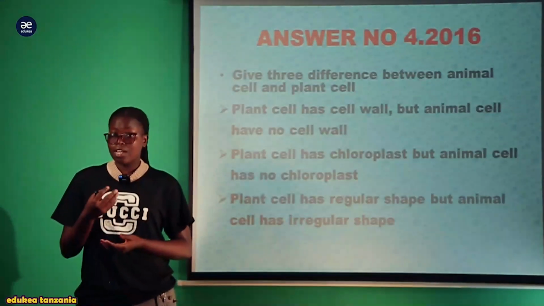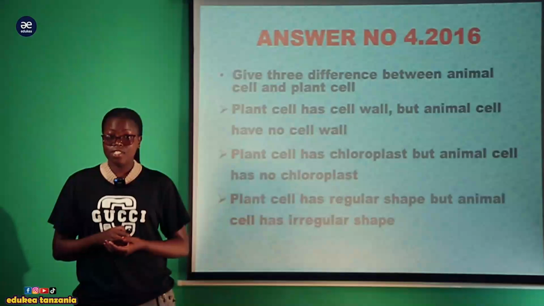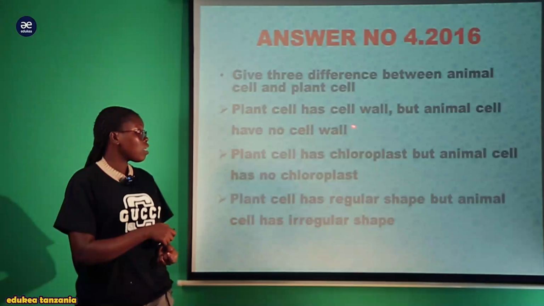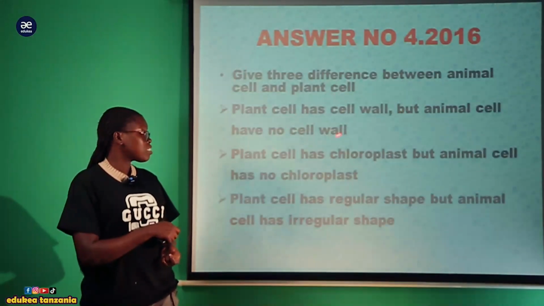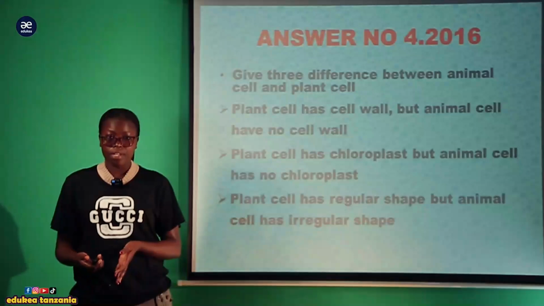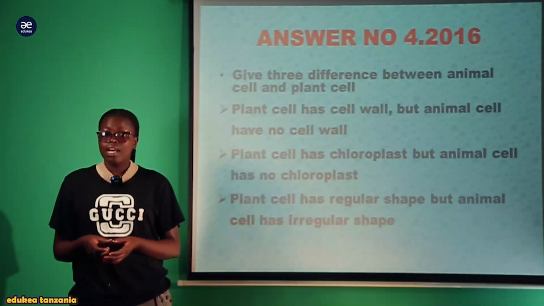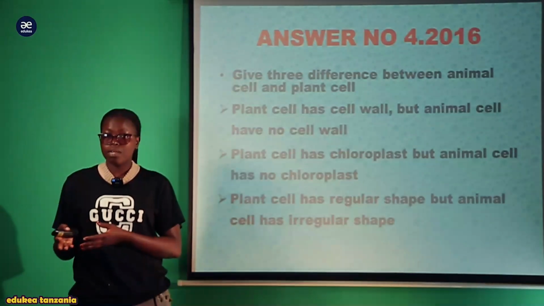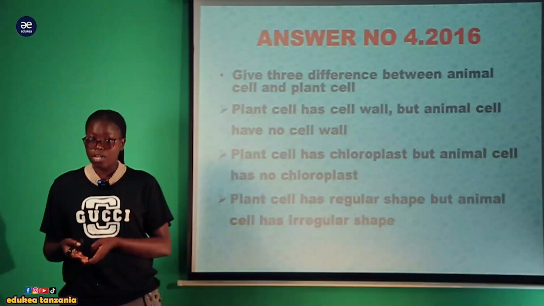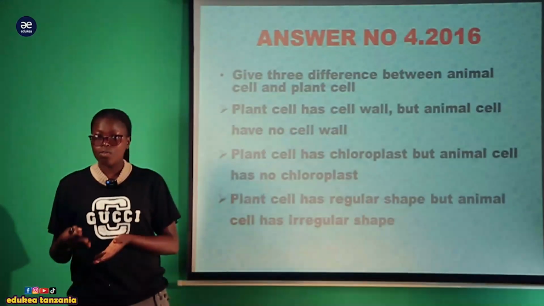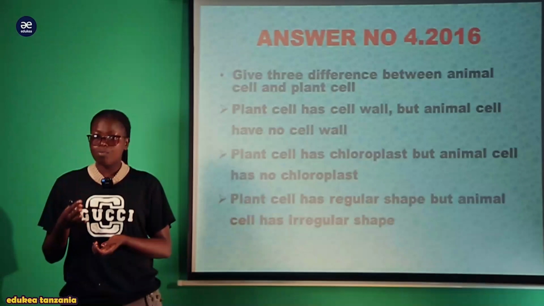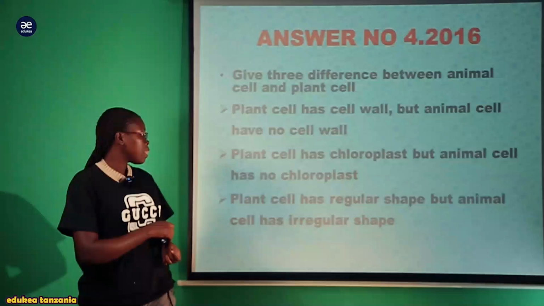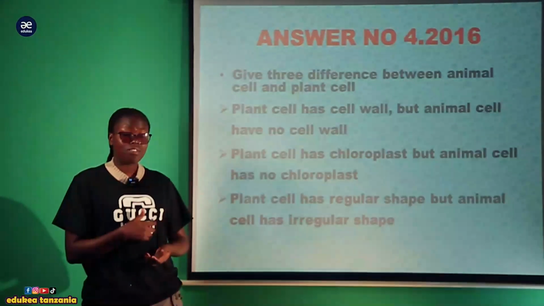So after seeing that, now let us discuss the differences existing between the plant and animal cell. The first difference is that plant cells have a cell wall, but animal cells have no cell wall. The animal cell tends to have only the cell membrane, and that's why the animal cell has an irregular shape, because the cell membrane is flexible, so it tends to change from time to time. So that's why the animal cell has an irregular shape, while the plant cell has this cell wall, which is made of cellulose, which is very rigid and provides the plant cell with a rigid or regular structure. Also, plant cells have chloroplast, but animal cells have no chloroplast.